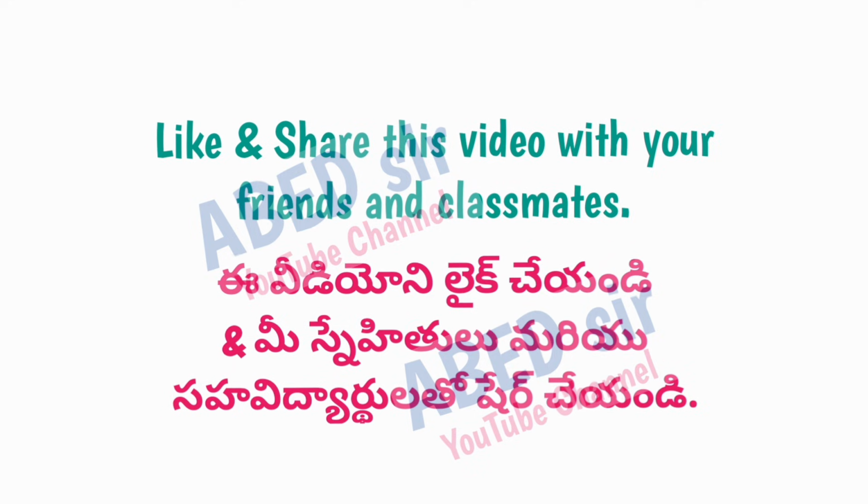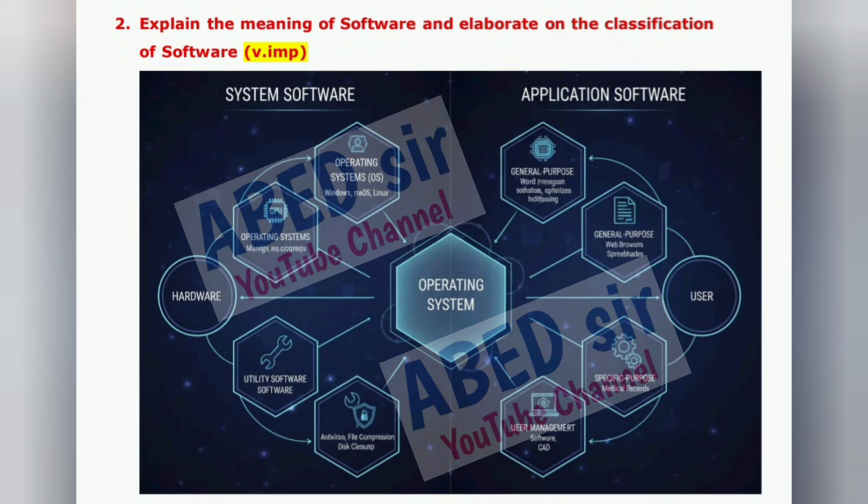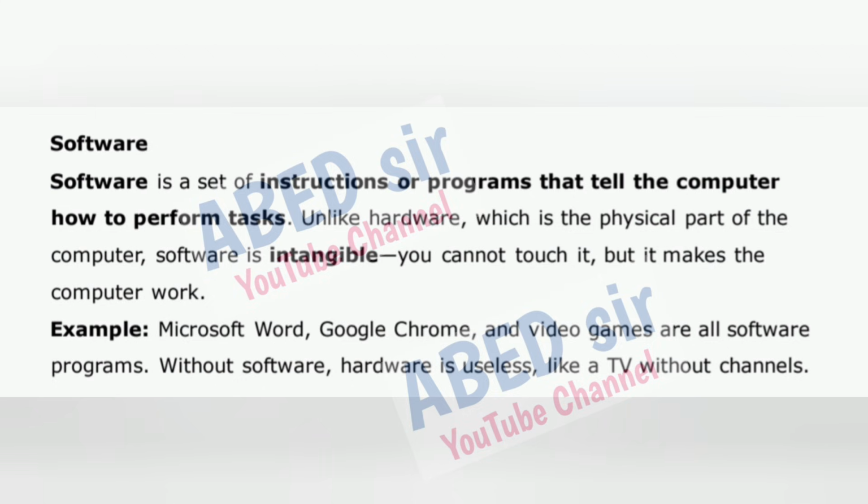Next important long question is: explain the meaning of software and elaborate on the classification of software. Software. Software is a set of instructions or programs that tell the computer how to perform tasks. Unlike hardware, which is the physical part of the computer, software is intangible, you cannot touch it, but it makes the computer work. Example, Microsoft Word, Google Chrome, and video games are all software programs.